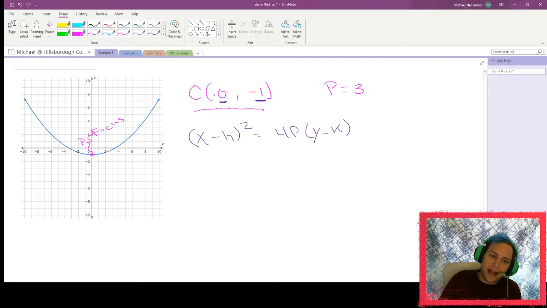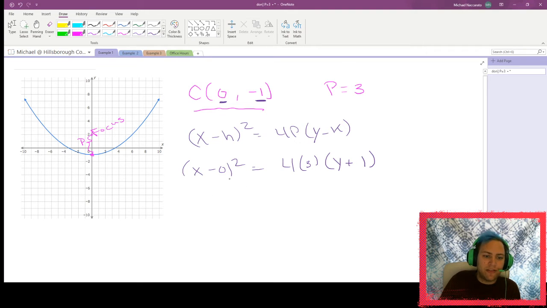So I know that my x has a 0 on it, so I'm going to have x minus 0 squared. My p is 3, so I'm going to have 4 times 3. And then I've got y minus k. The -1 is on the k, so we're going to have y minus -1. Minus -1 is going to give me y plus 1. So remember, this will look the opposite of what it is up here.